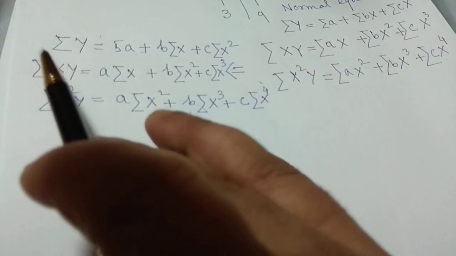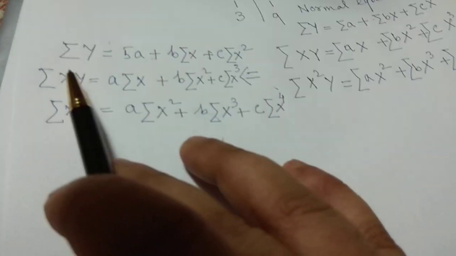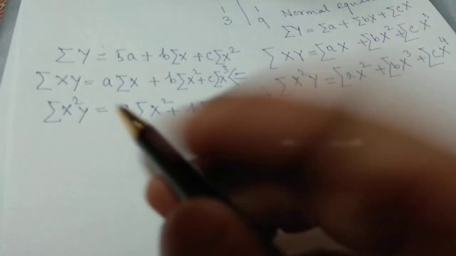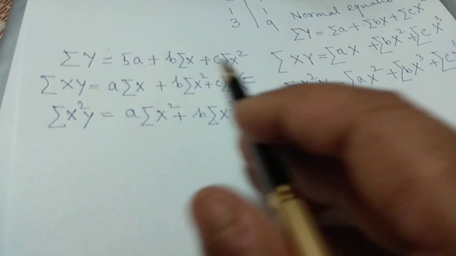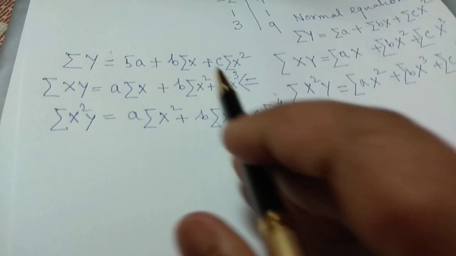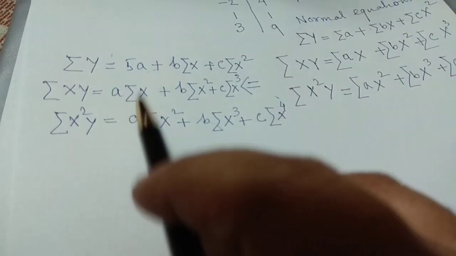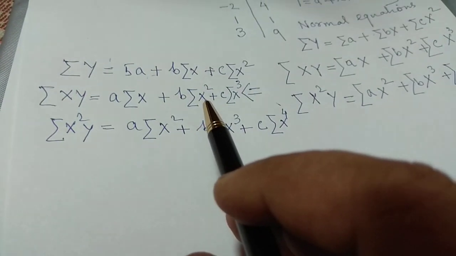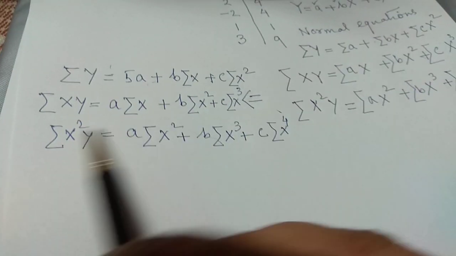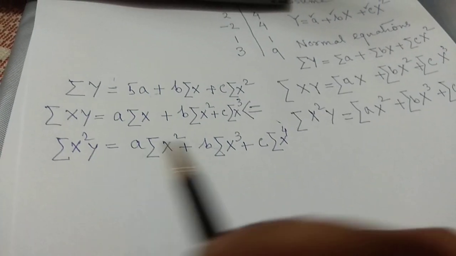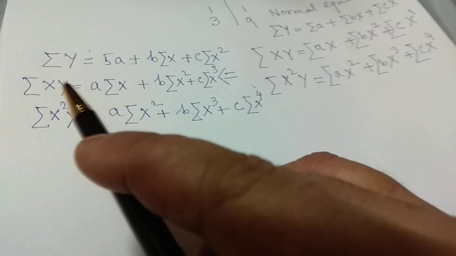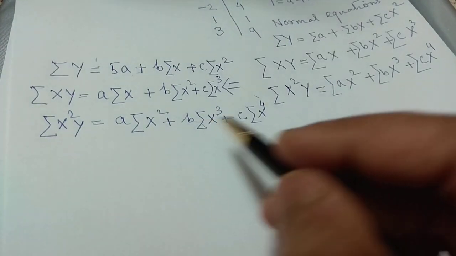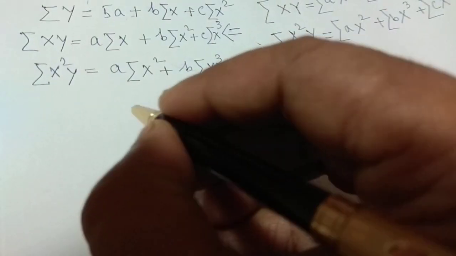Now, by looking into this set of equations, we are going to construct one table so that we can calculate these summations. Summation y, summation x, summation xy are given already in the question. We are going to introduce the terms like x square, x cube, xy, x square y, x to the power 4, so that we can calculate these terms and we get the explicit form of these equations.